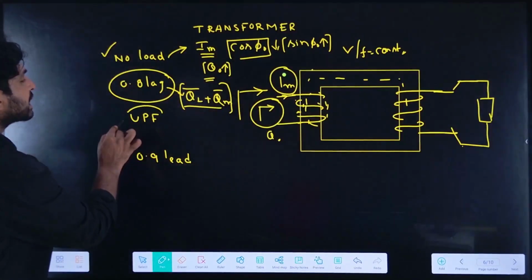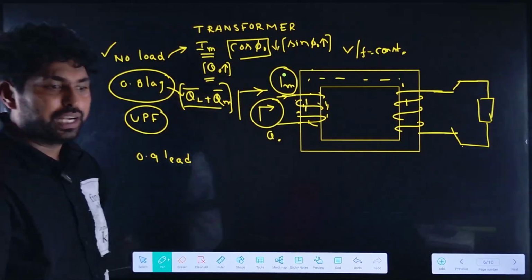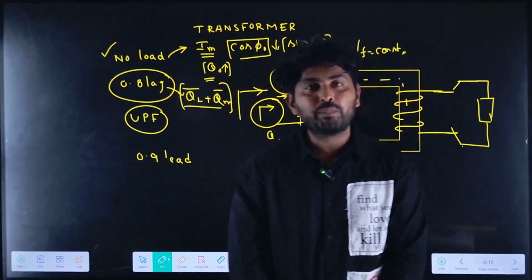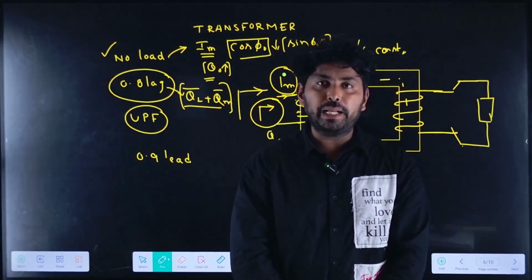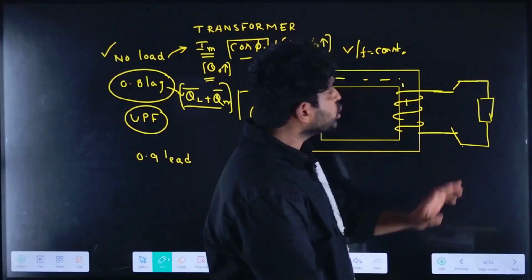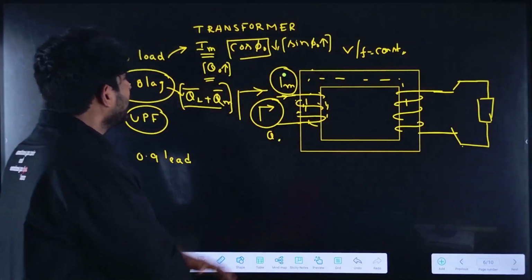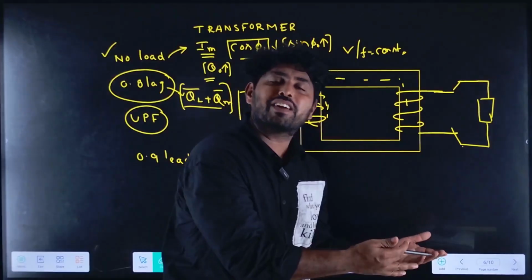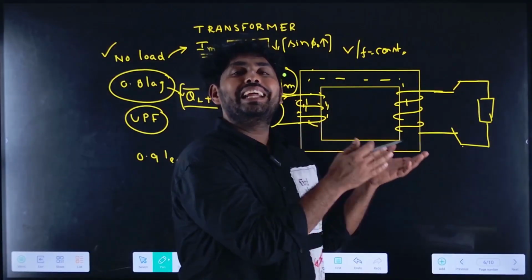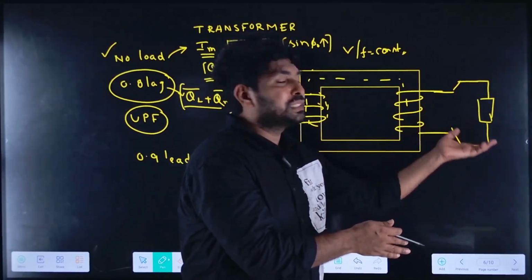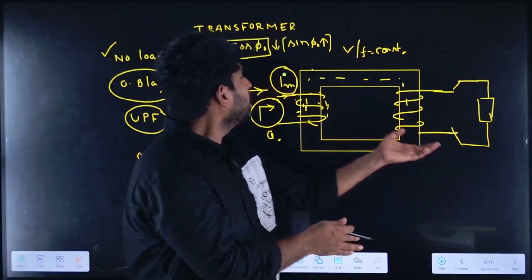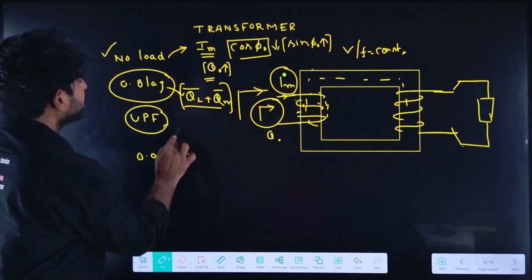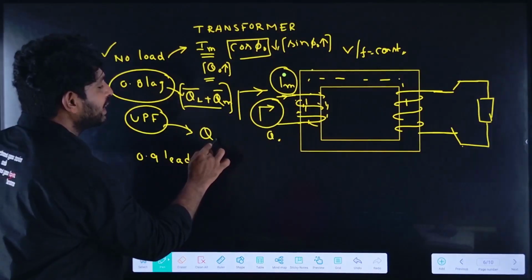Next, the third condition is UPF, unity power factor. Unity power factor is nothing but a resistive load connected. If the resistive load is connected, it operates at unity power factor. There is no requirement of reactive power. Since it is a resistive load, only the magnetizing reactive power is sufficient. So the reactive power is just the magnetizing reactive power.